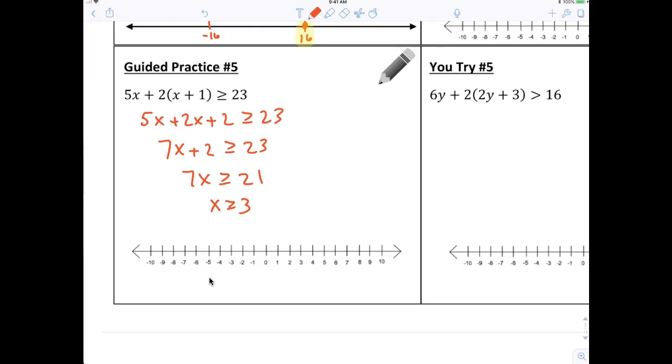All right. Solid dot at 3, and greater than is to the right. And then interval notation: bracket 3, comma, infinity. Beautiful. All right, beautiful.